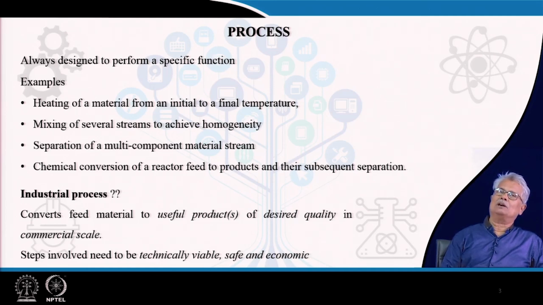The next point which comes into our mind is basically what's an industrial process. Yes, we have several processes in our laboratories. We definitely will be calling a process an industrial process when it has got some commercial manifestation. For example, it converts feed material to useful products, a single or a multiple number of products of a desired quality in commercial scale. Normally, that's the conventional idea about an industrial process. The steps involved, obviously, need to be technically viable, safe and economic. So one major feature of an industrial process is the steps are feasible or viable and economic, and they definitely have to adhere to the safety standards.